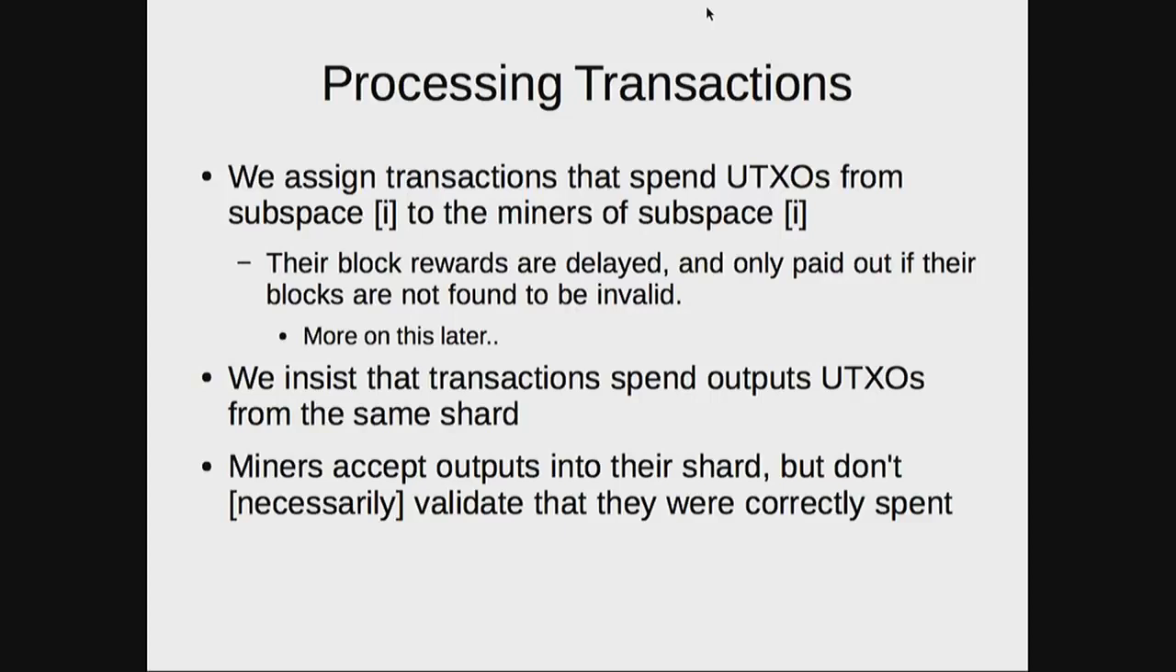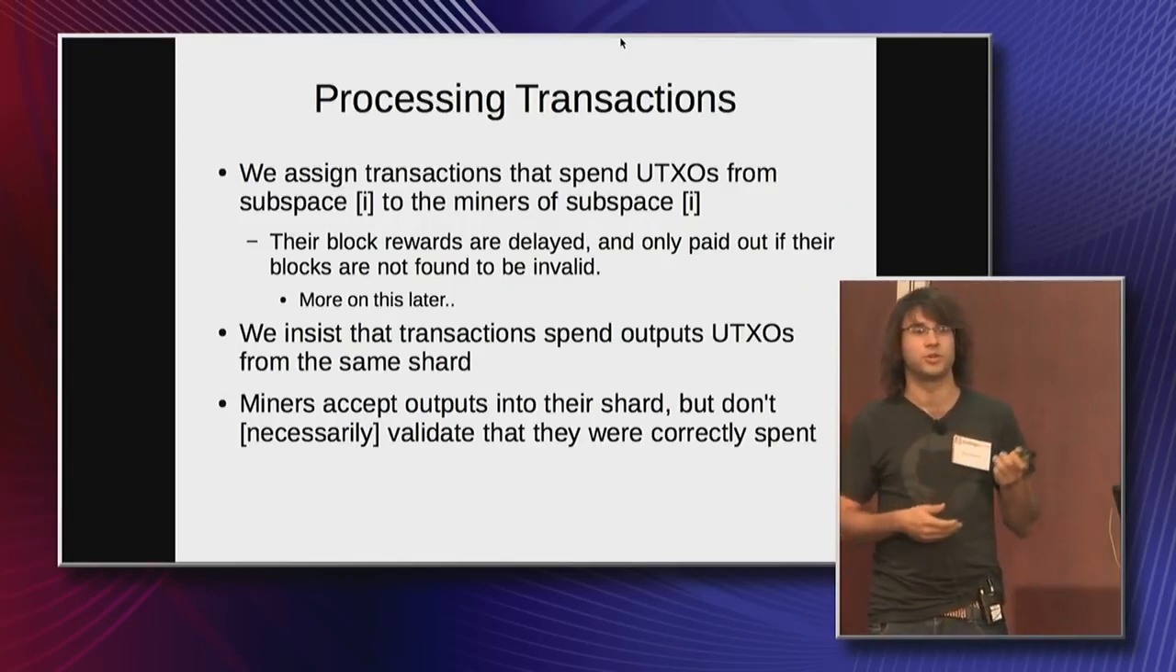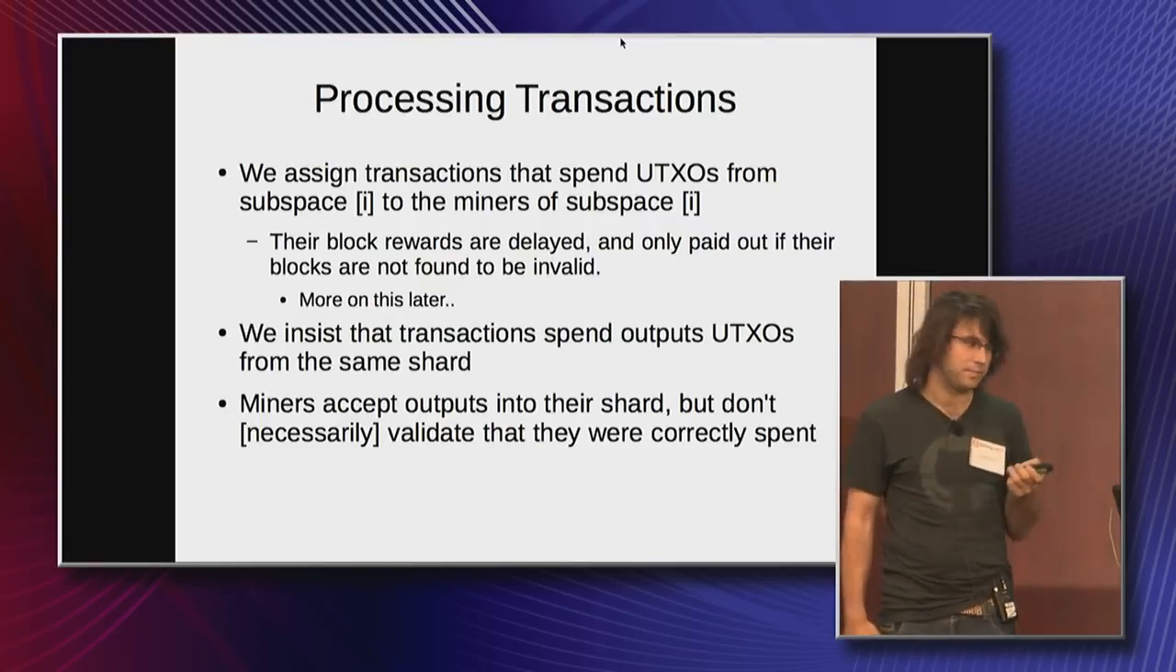So there's going to be transactions that they process from their shard to their shard, and there's going to be transactions they process from their shard to other shards. But they need to only check whether the spending is valid. And then they make the outputs available to other miners, including the proof of work, which will serve as an economic proof that the outputs were spent correctly.